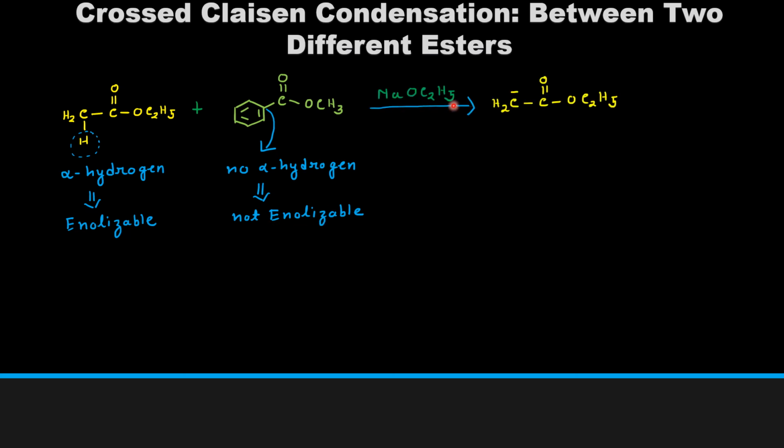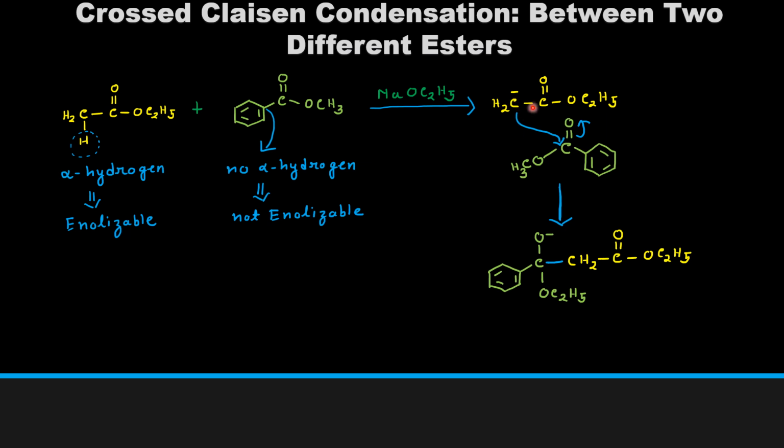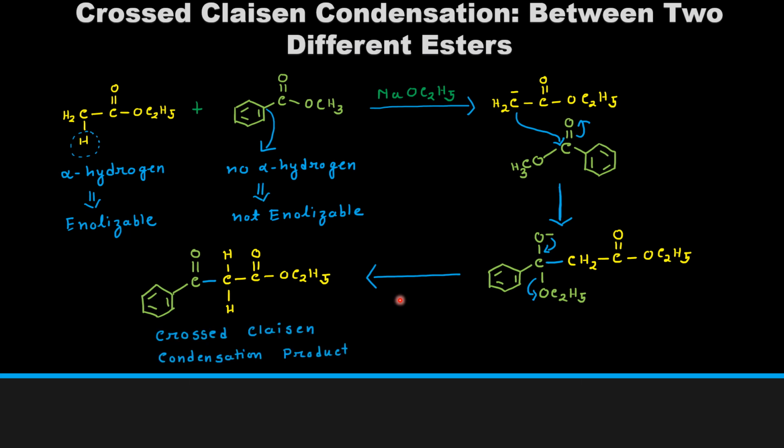That means in presence of a base, the ethyl acetate will form the carbanion. That means ester enolate will be forming, and this is acting as a nucleophile. Now in methyl benzoate, the carbonyl carbon will act as electrophilic center. So now the nucleophilic center will attack the carbonyl carbon, which is the electrophilic center, and a new bond will form between the electrophilic center and the nucleophilic center, and then finally we will be getting beta keto ester. So this is the product of crossed Claisen condensation reaction.